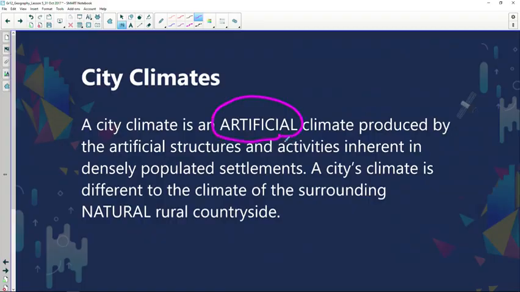Now, if you look at rural areas, they are much more natural areas covered with vegetation, and because of the human activity taking place in city climates, it creates an artificial climate. And when I refer to artificial, once again, you can say it's fake or not real, simply because of all the people living there and simply because of the activities that's taking place.